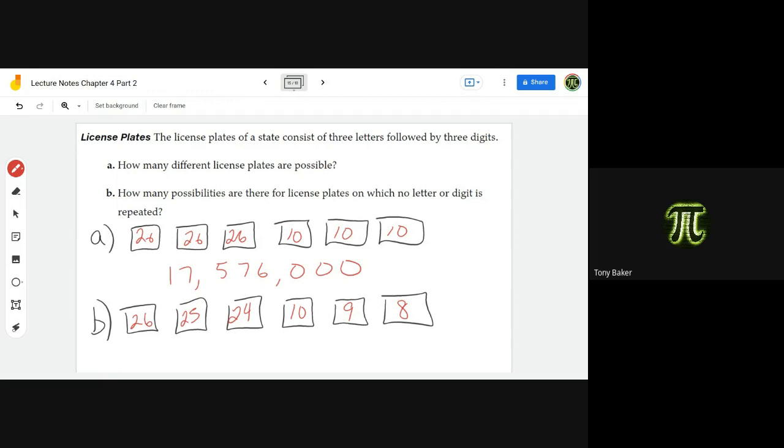So now if we multiply that, I have to do 10 times 9 times 8 for the numbers. Now we're down to 11,232,000. So we have with replacement and without replacement.